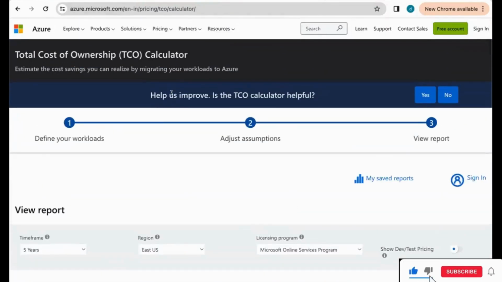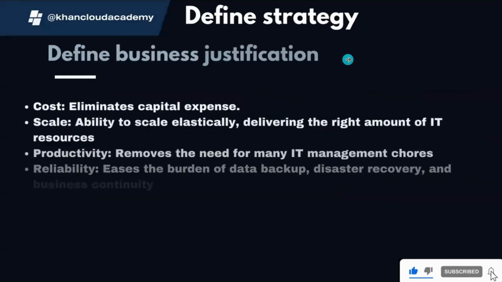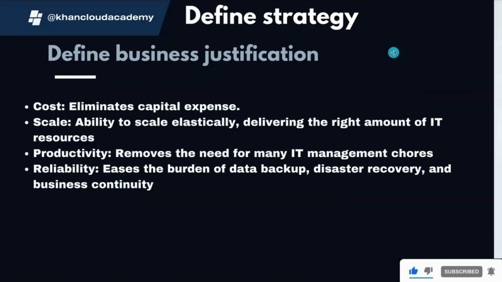Okay, let's go back to the course again. So I'm leaving it here and will talk a little bit about the technical criteria you have to fill: establish a clear business outcome, right? Define business justifications, right? So cost elimination of capital expenses, the ability to scale elastically, delivering the right amount of IT resources. Productivity means removing the need for any IT management. Reliability removes the burden of data backups, disaster recovery, and business continuity. Okay.